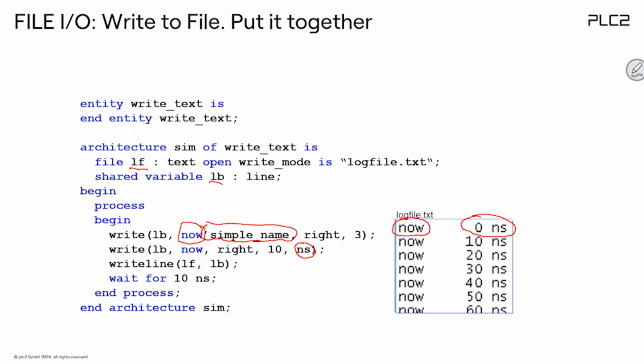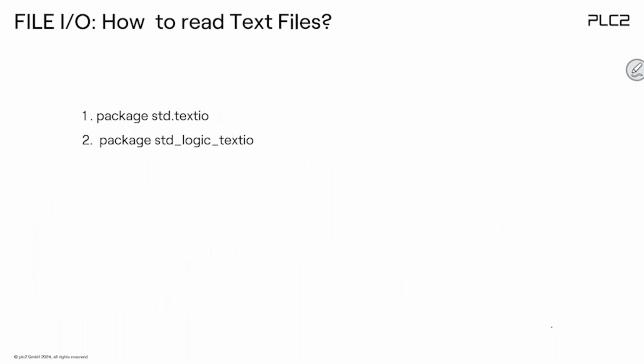Now you just write the complete line to the file, and then you wait for 10 nanoseconds and you repeat over and over again. So this is endless output, just to demonstrate how you can define and set this kind of file IO.